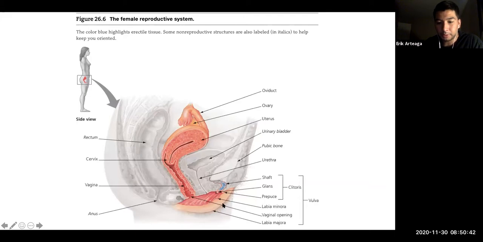Yeah, that's pretty much it. We'll see the clitoris as well. It's not the same structure, but it's analogous to the male penis. Okay, so you're going to have the stimulation or the nerves here during sex.